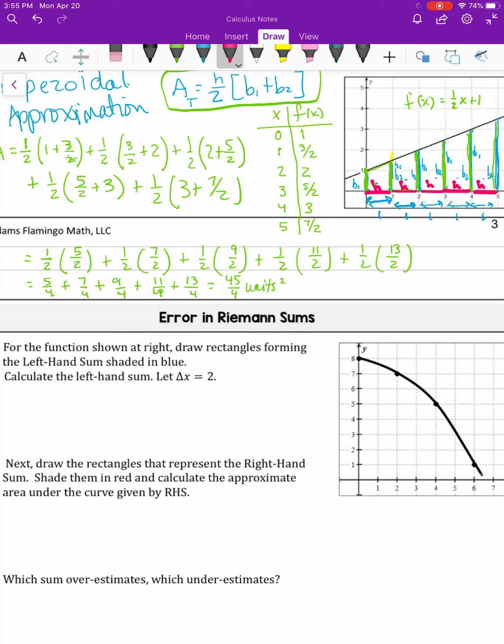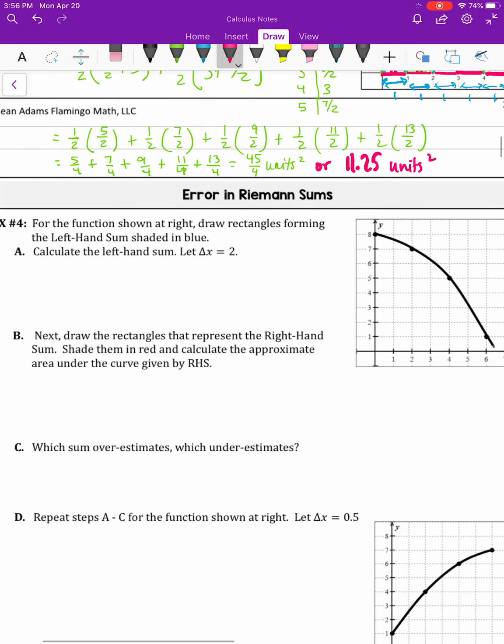This is the height of the first one. This is the height of the second one. This is the height of the third one, height of the fourth one, and height of the fifth one. And then you saw your B1s and your B2s, okay? And you could also write this as 11.25 units squared.